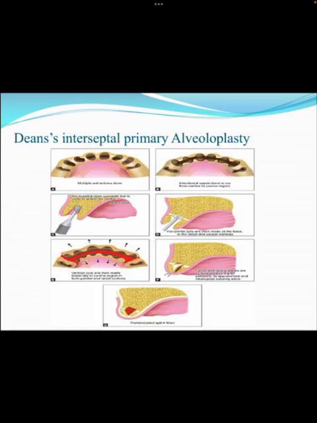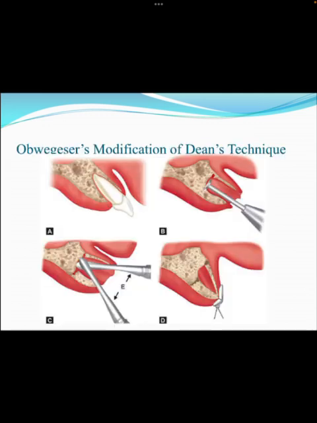Coming on to Dean's alveoloplasty, it is the same as simple alveoloplasty, but in this procedure we reduce the interdental bone and compress the socket in that area. After multiple tooth extractions and reducing the interdental bone, we compress together and the whole ridge gets reduced. Multiple bony protuberances can be present if alveoloplasty is not properly done. That's why we are doing it.